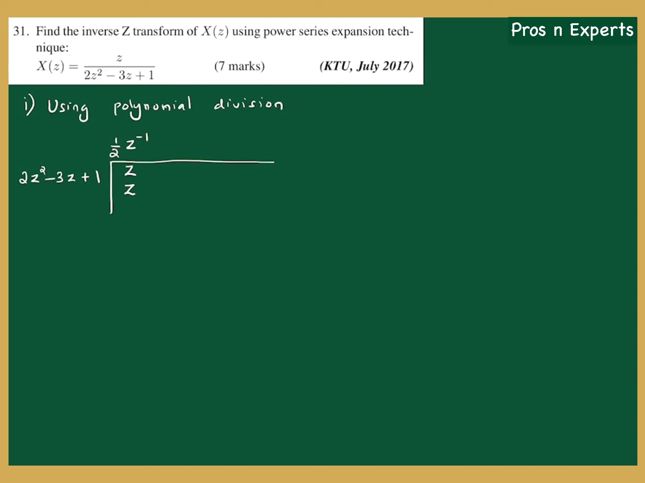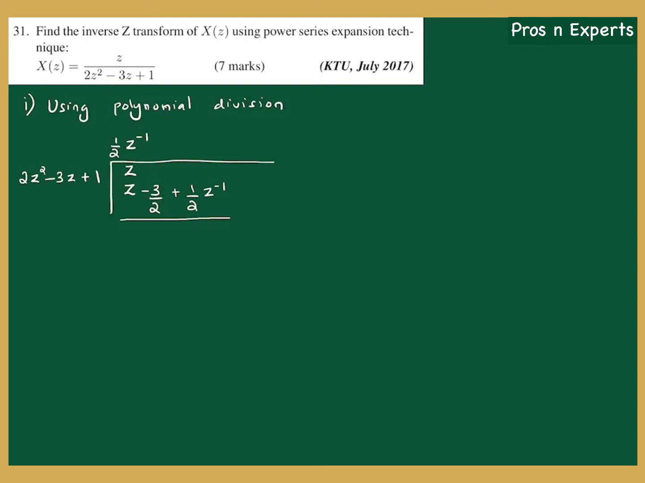But the multiplication doesn't end here. You have to multiply these two terms and these two terms. What happens when you multiply minus 3z and half z inverse? It will turn out to be minus 3 by 2 into z inverse, which is 1, so minus 3 by 2. And you have to multiply 1 with half z inverse. That will give you half z inverse.